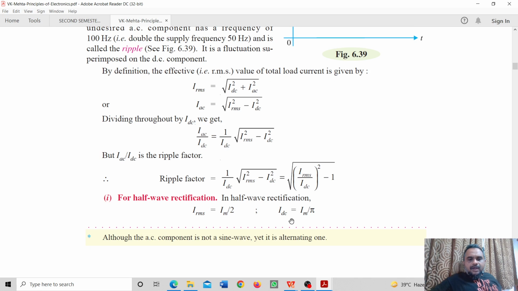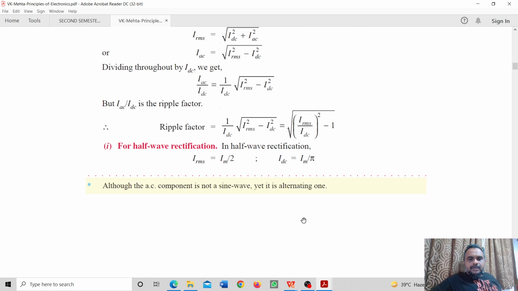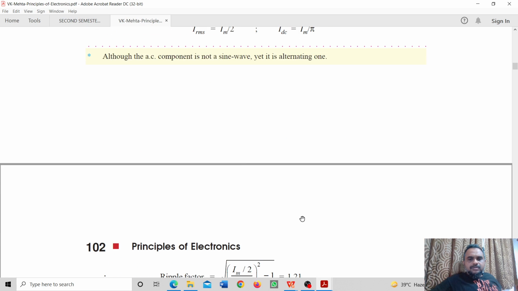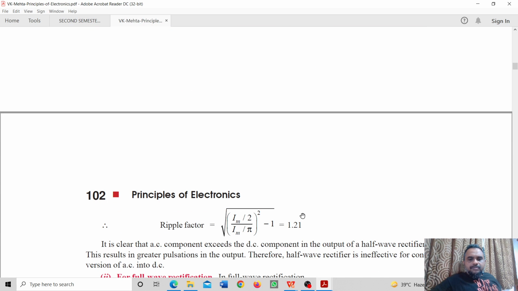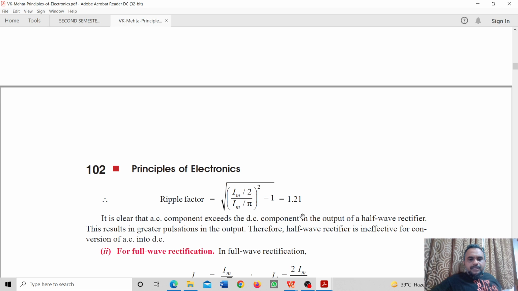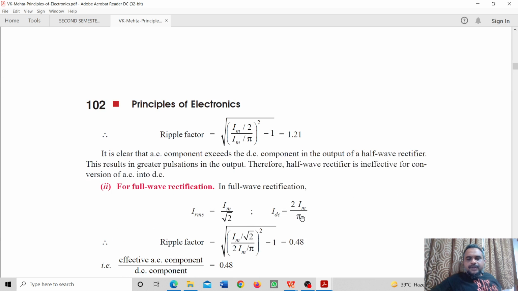Now for a half wave rectifier, the I RMS is nothing but Im by 2 and I DC is equal to Im by pi. So Im by 2 divided by Im by pi, the Im cancels out, and you get root of (pi by 2) whole squared minus 1. That will become 1.21. So that means the AC component is exceeding the DC component in a half wave rectifier. That means more AC component is available in the half wave rectifier.